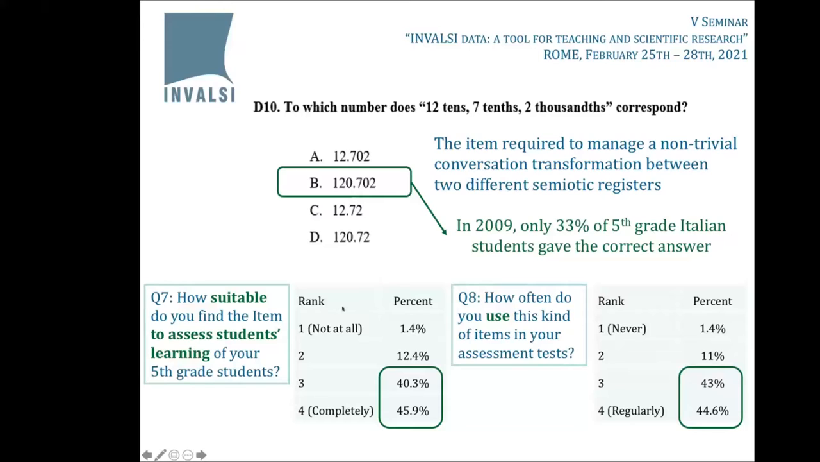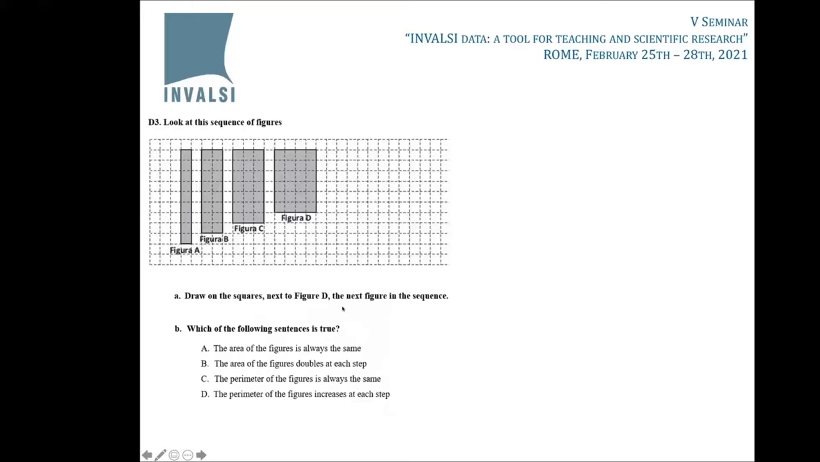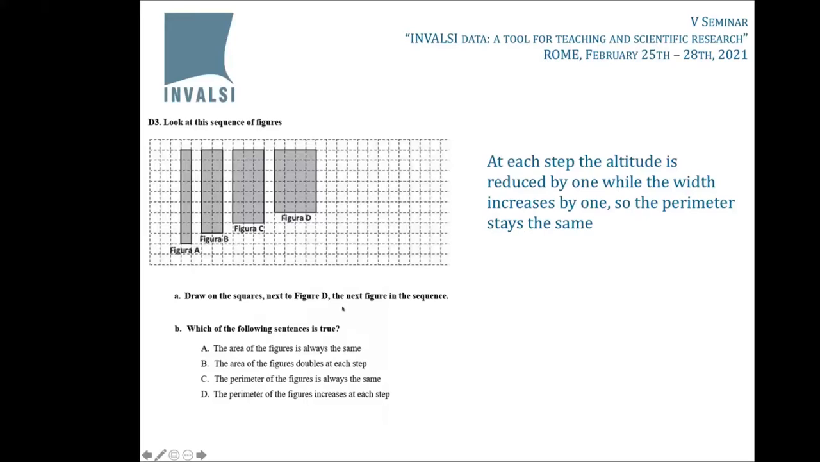Another example of the questions in the survey is the one concerning this grade 6 INVALSI item. Here, students were expected to notice that at each step of this sequence, the altitude is reduced by 1, while the width increases by 1. According to the nationwide result, 85.8% of students correctly drew, as requested, the next rectangle in the sequence.